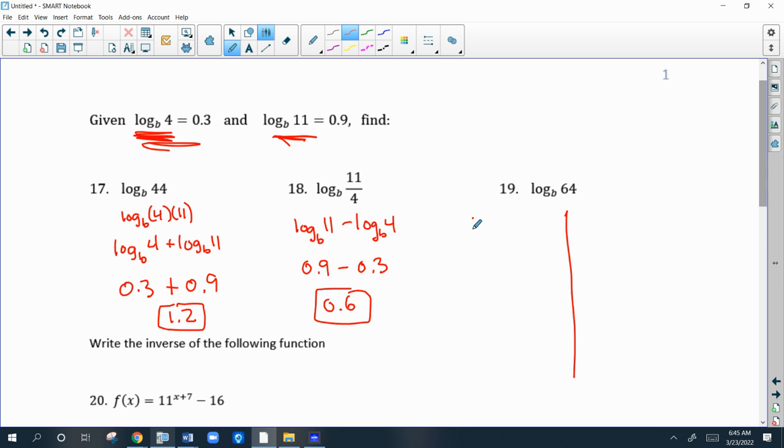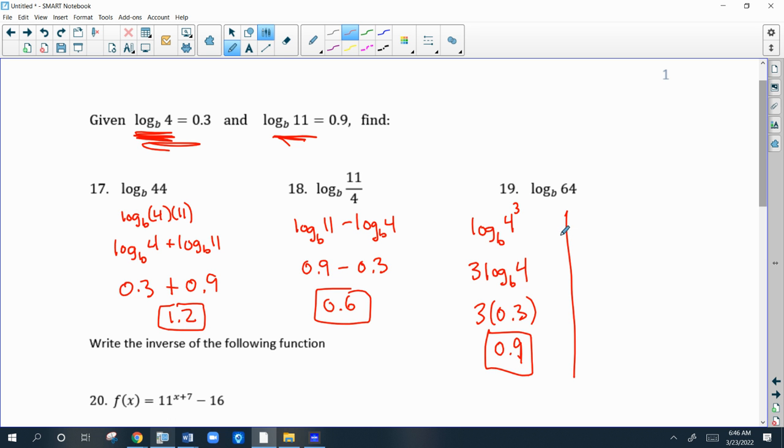You can do log base b of 64 is 4 to the third. And then use the property of logs that lets you bring down the exponent. So we know log base b of 4 is 0.3. So we can just make this 3 times 0.3, which is 0.9. And you're done.